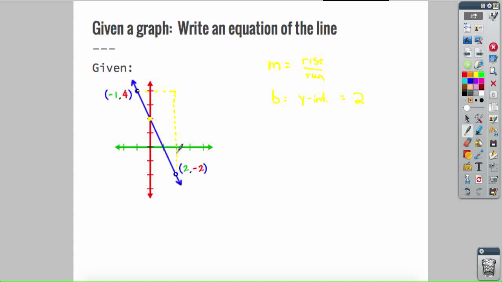My rise over run, if I go from my point to my point, is going to be a rise of, here's 2 units, and then 3, 4, 5, 6. So I have risen 6, and I have run from here over in the negative direction, -3. So I have a rise of 6, a run of -3, and that is going to simplify to -2/1. And so I can write my equation. Y equals -2/1 x plus 2. And we have our equation.